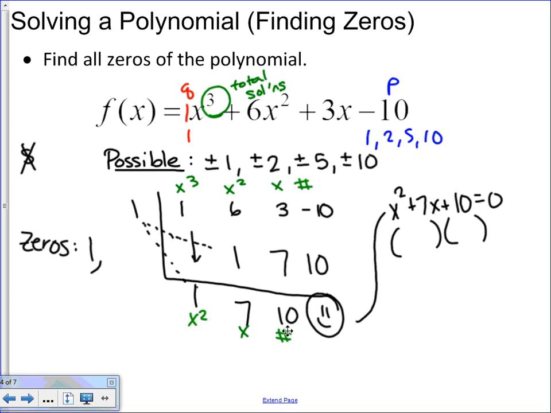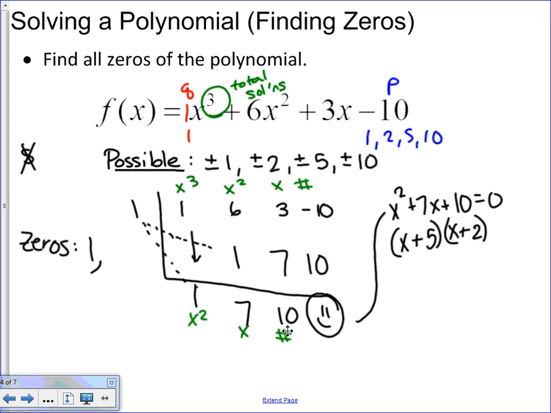So to get that x squared in the front, it must be x and x. And then to get 10 in the back, you need factors of 10. Do you have factors of 10 that will add to make 7? 5 and 2. 5 times 2 will be 10, and then 5 plus 2 will be 7. So we'll put the 5 and the 2 in there, and to be positive for both, they must both be positive.